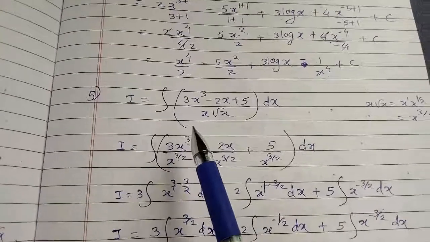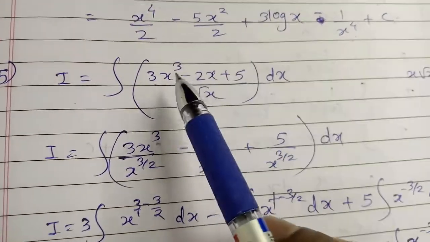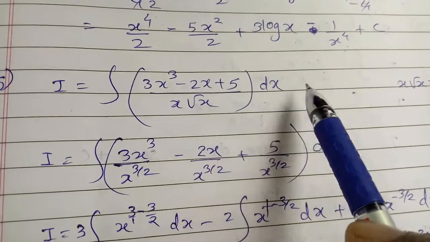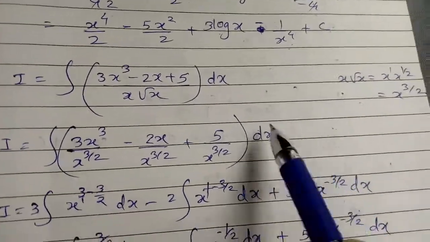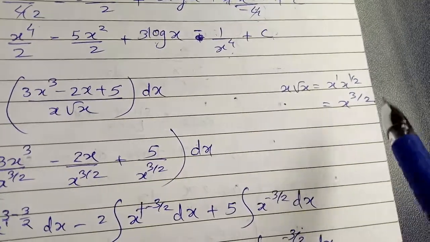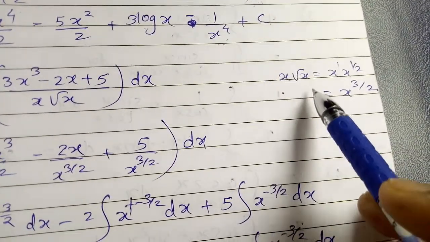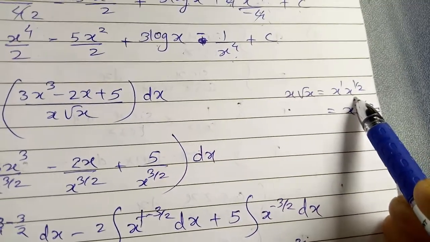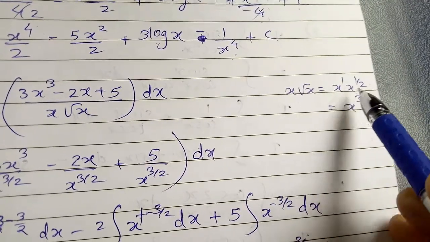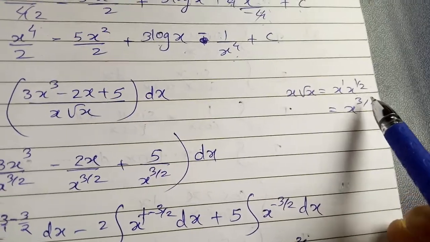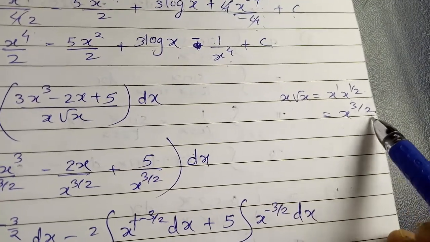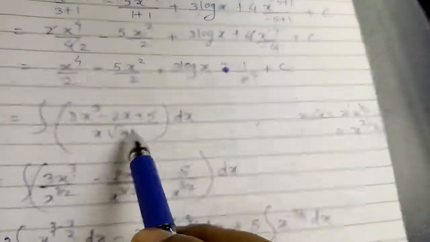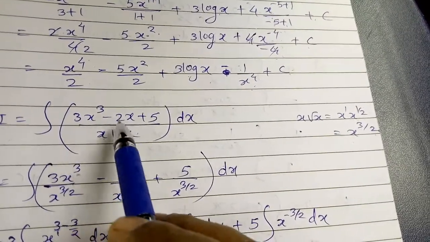The next example is I equals the integration of (3x cube minus 2x plus 5) upon x root x dx. So first we are going to simplify this x root x. How can we write it? That is x root x: the power of x is 1 and root x we can write as x raised to half, and since the base is the same, we take the addition of the powers. So we get x raised to 3 by 2, and we are going to divide each term by it.